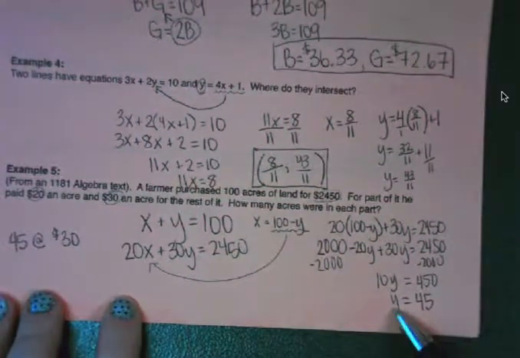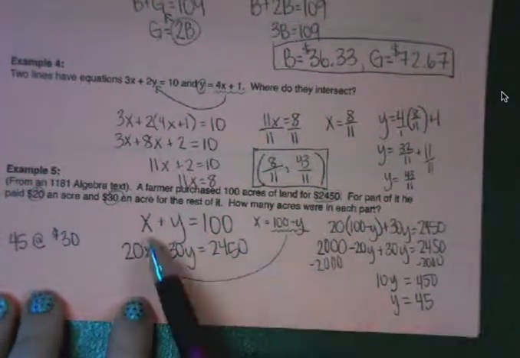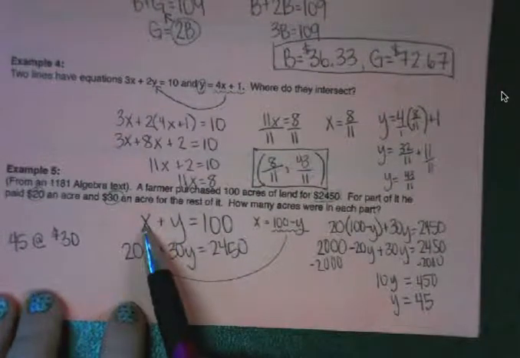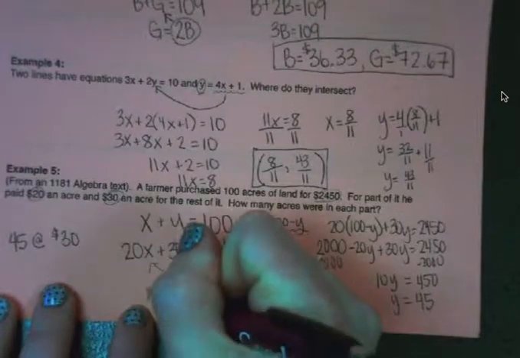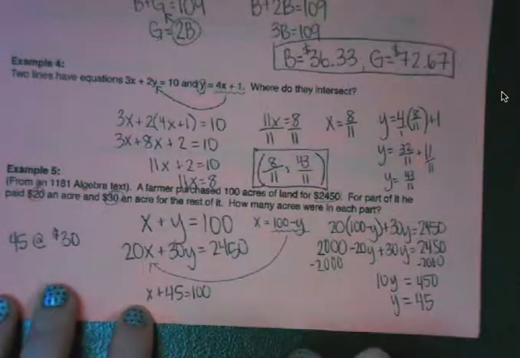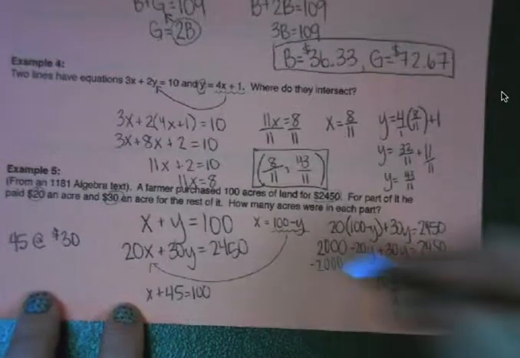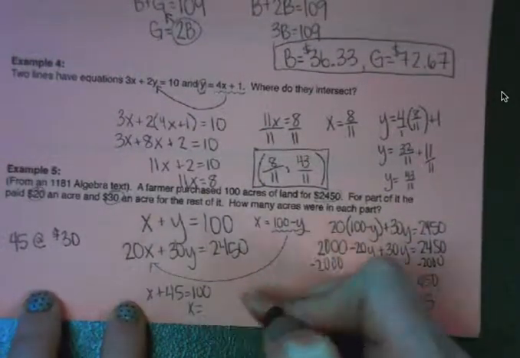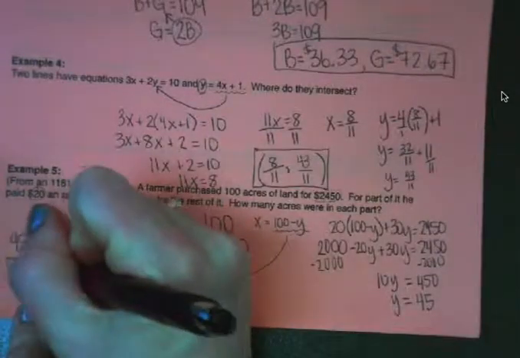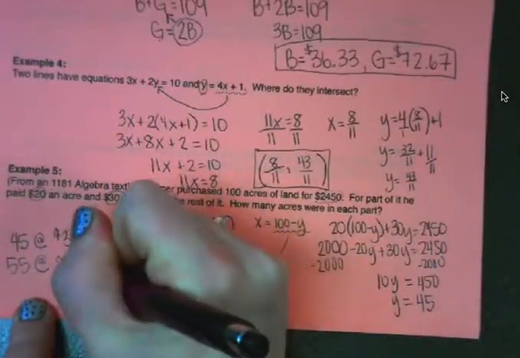And then think about it. I have 45 acres of this kind, and I need 100 acres. So what's x going to be? You can plug it in if you don't see it. That's fine. So x is 55. So we have 55 acres at the $20 cost.